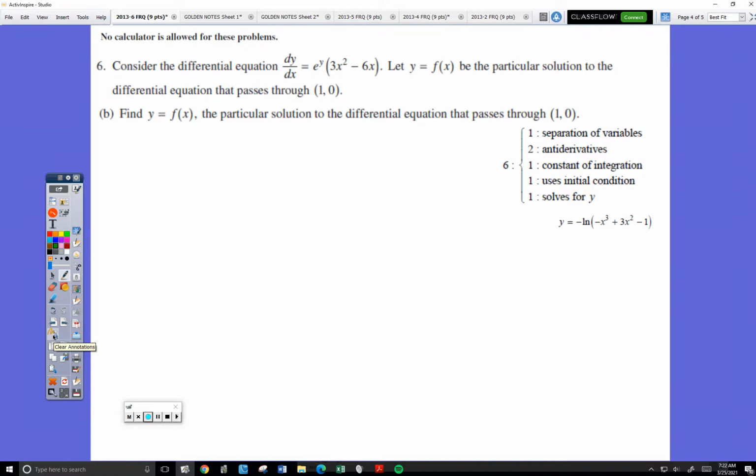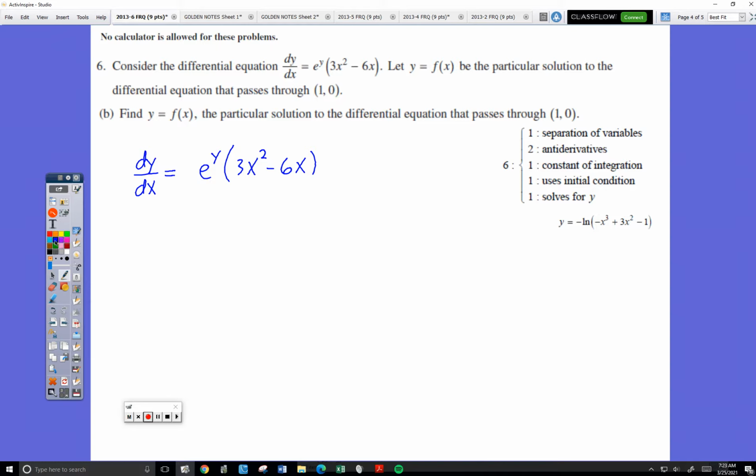Okay, so we start with the differential equation: e to the y dy over dx equals 3x squared minus 6x. To separate, we need all output variables on the left, all input variables on the right.